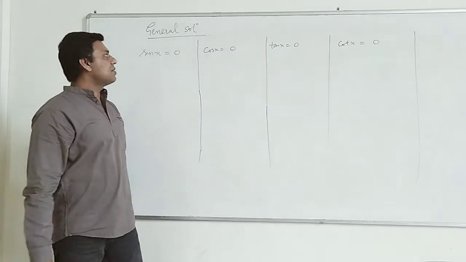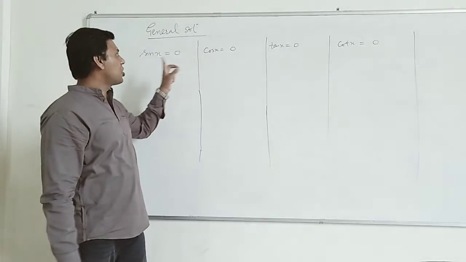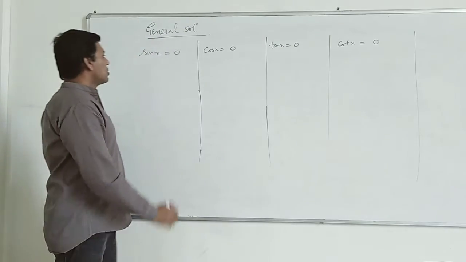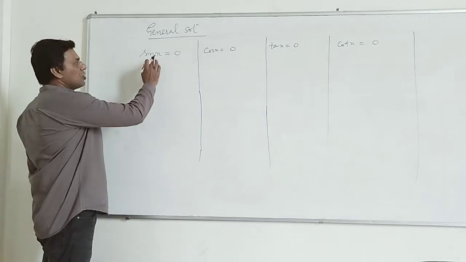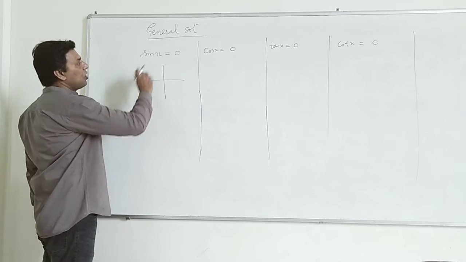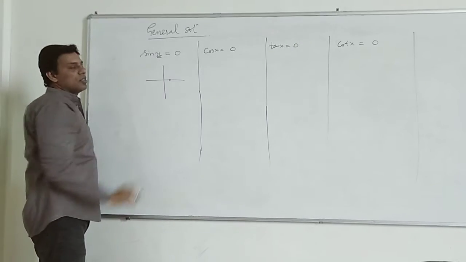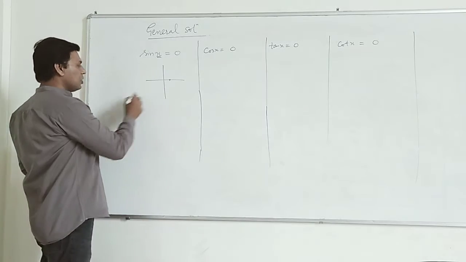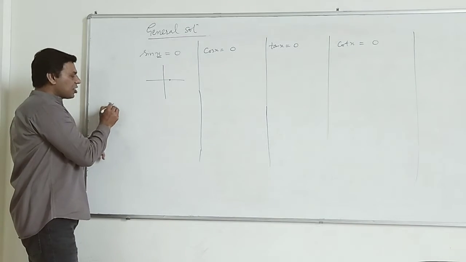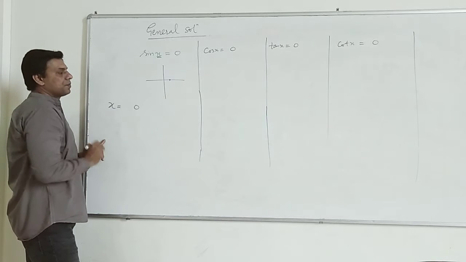Okay, we have to find the general solution of some trigonometric equations. So sin x is equal to 0. First of all, x = 0 is a solution because sin 0 degree is equal to 0. So the first solution of this trigonometric equation is 0.